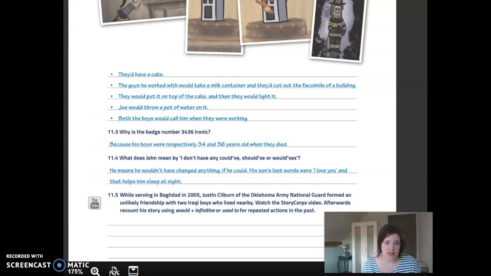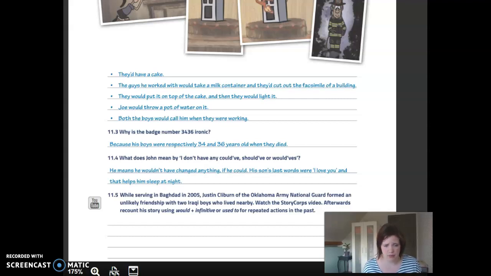They would have a cake. The short form of would is they'd have a cake. The guys he worked with would take a milk container and they'd cut out the facsimile of a building, which means the form of a building. They would put it on top of the cake and then they'd light it. Joe would throw a pot of water on it and both the boys would call him when they were working. These are just possibilities. You may have written down things which are slightly different and which may also be correct. So if you're in doubt about that, you can always ask me later on.